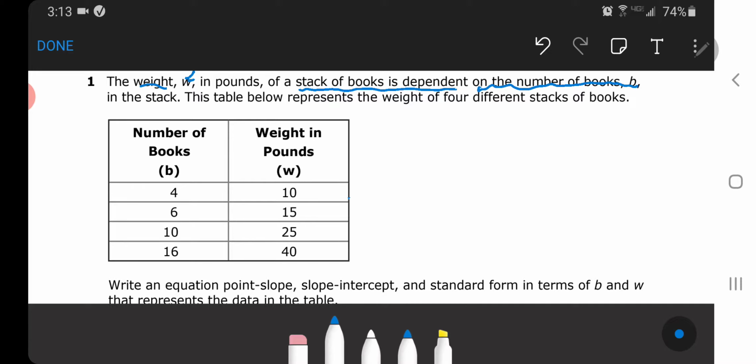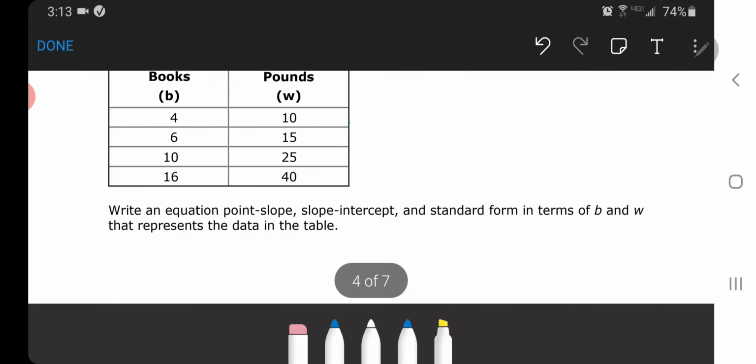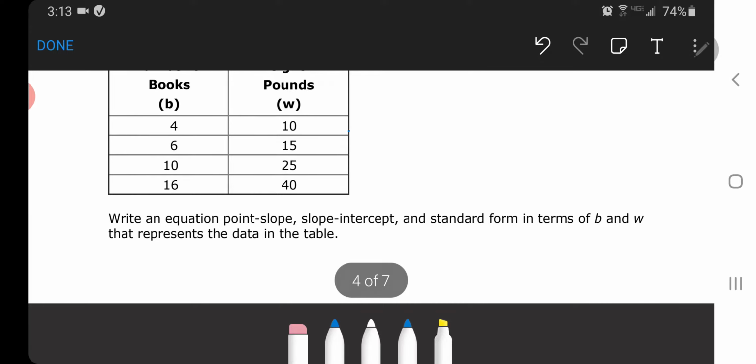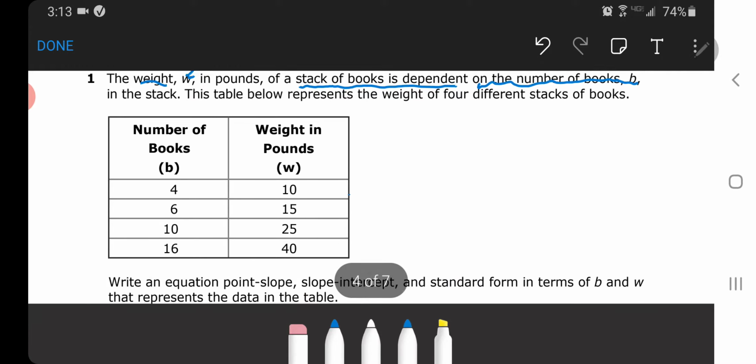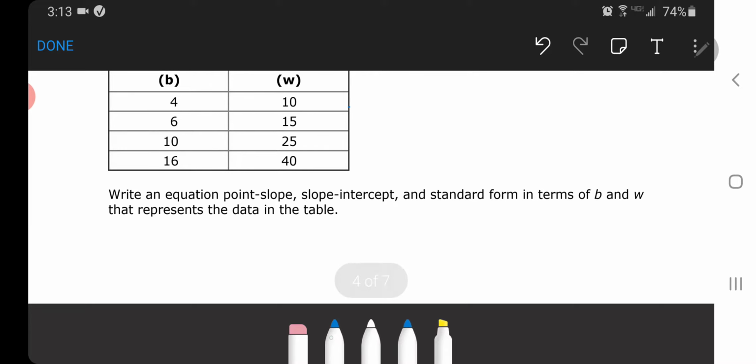This table below represents the weight of 4 different stacks of books. So looking below, we got number of books B, 4 books, 10 pounds, 6 books, 15 pounds, 10 books, 25 pounds, and 16 books, 40 pounds. It wants us to write an equation in point slope, slope-intercept, and standard form in terms of B and W that represent the data in the table. Once again, W is like our Y and B is like our X.